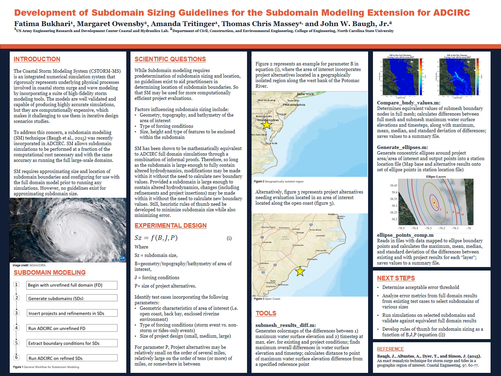project features. So for our experimental design and considering subdomain size is a function of BJP, where B is geometry, topography, and bathymetry of the area of interest, J are the forcing conditions, P are the size of the project alternatives. We identify test cases that include a variety of these. So for example, a project alternative can be small, medium, or large.